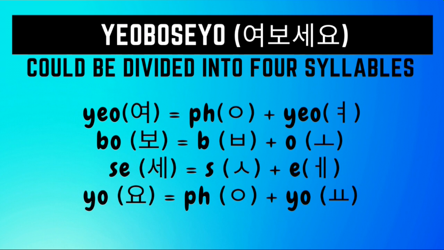The third syllable se is written by drawing first a siyot character followed by an e character. And the last syllable yo is written by drawing first a no sound iyang followed by the yo character itself. And then we just need to combine the Hangul for each of these 4 syllables to form the Hangul of the word Yeoboseyo. So that's 4 syllables, Yeoboseyo.